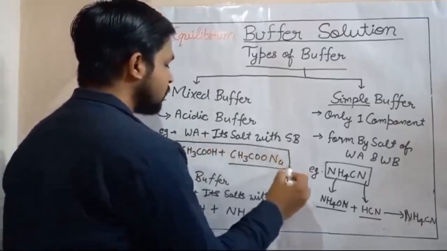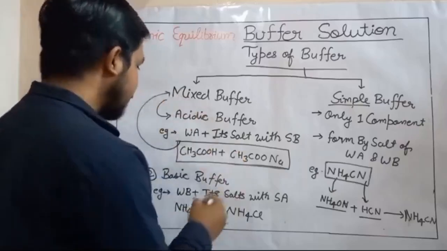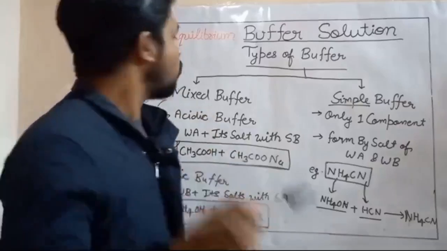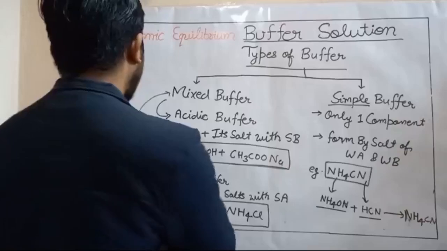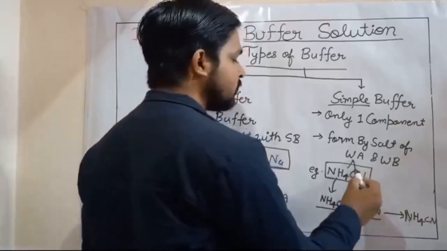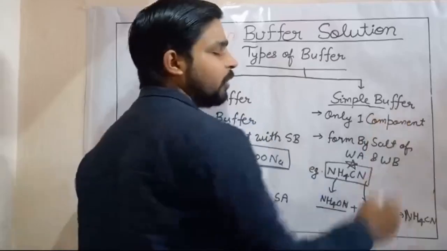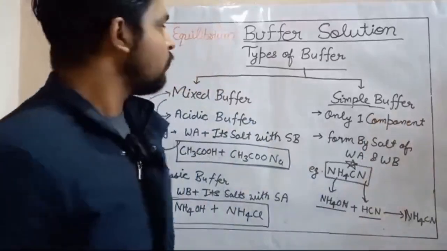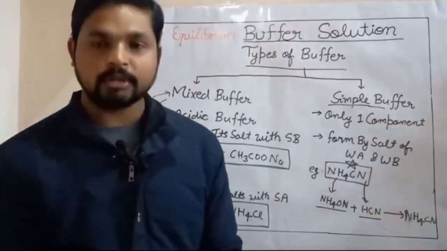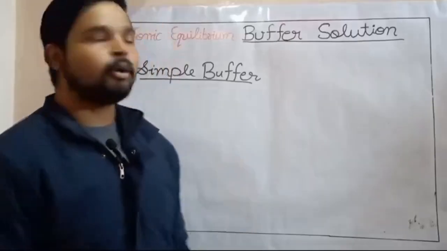The mixed buffer solution contains two components, so it is called mixed buffer. The basic buffer also contains two components, dear student, so it is called mixed buffer. Okay student. And in a simple buffer only one component acts as the buffer solution, so it is called simple buffer. In the next slide we can discuss further the buffer solution of simple buffer action. Okay student. Now we discuss simple buffer.